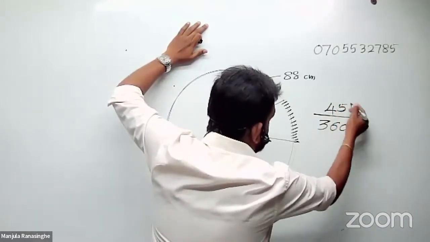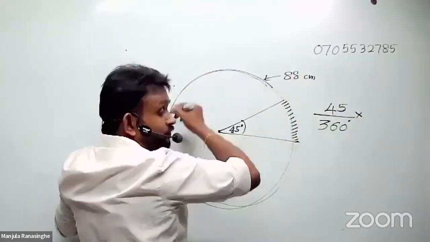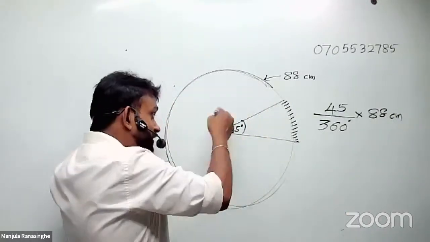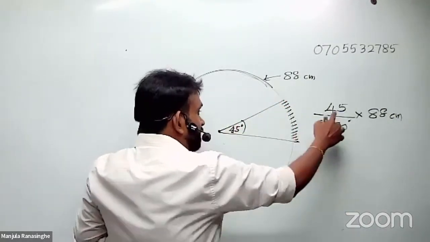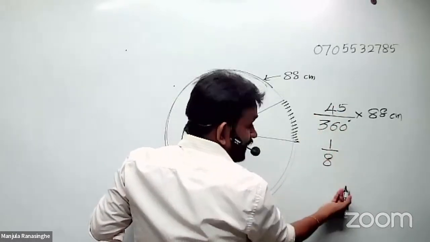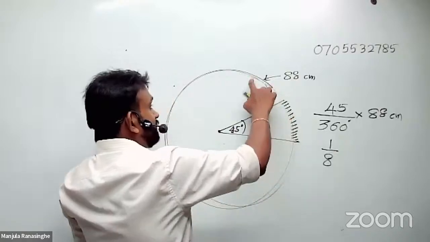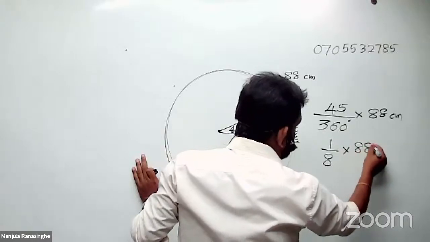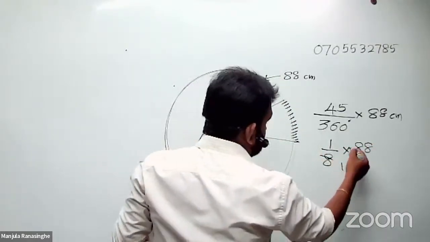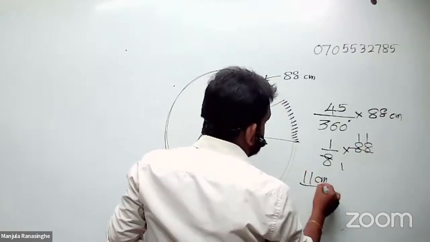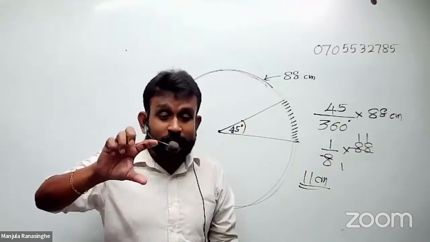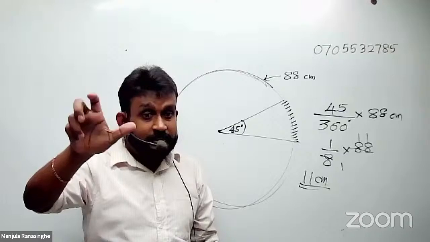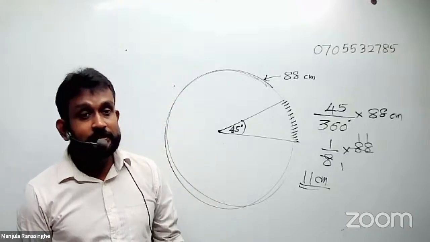If that's so, from the total circumference 88, how much is that portion? As a fraction, this sector is 45 upon 360. That means 1/8 of the full circle. So that part is 1/8 of the full circumference. Full circumference 88, out of that 1/8 part. So 8, 1, 8, 11. So 11 centimeter. If you feel that this 45 sector is 1/8 of the full circle, then you divide 88 by 8 to get the arc length.